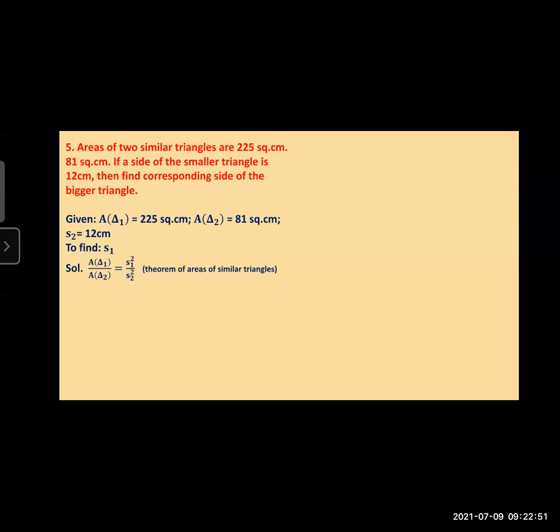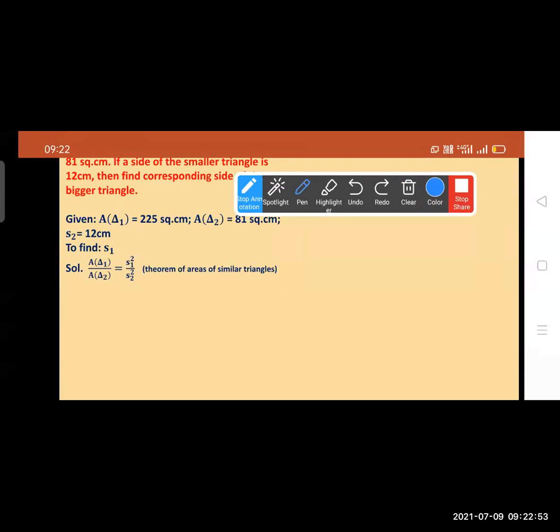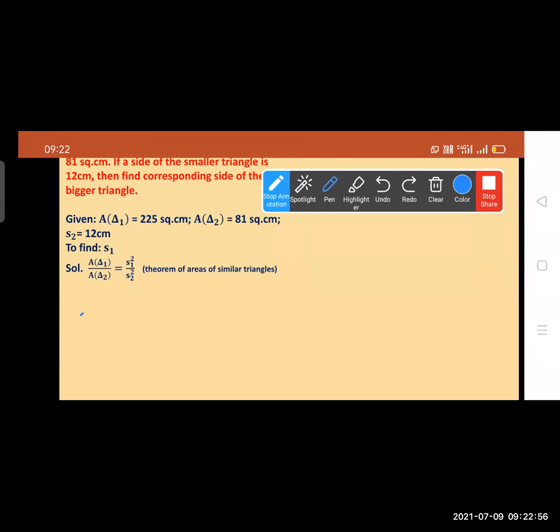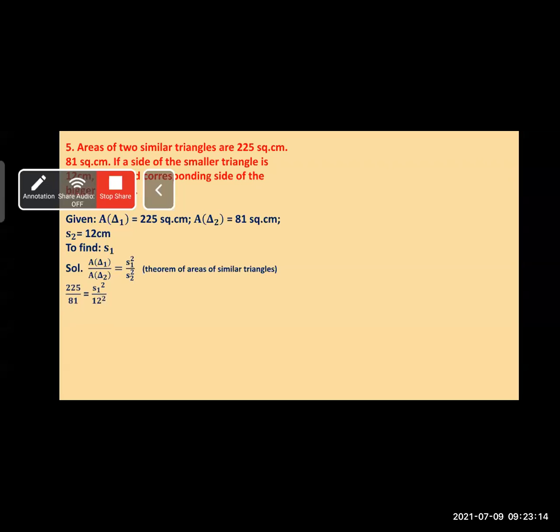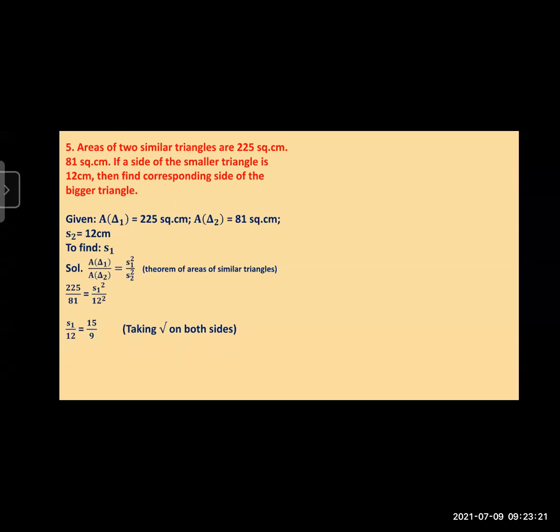Then we substitute all these values. Delta 1 is given 225. Delta 2 is given 81. And S1 square as it is, and S2 square is 12 square. Okay. Now find the value. Taking square root, 225 is the perfect square of 15, and 81 is the perfect square of 9. We take the square root, then this 12 square gets cancelled.